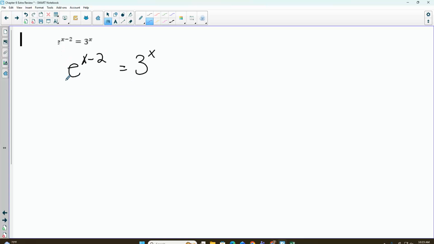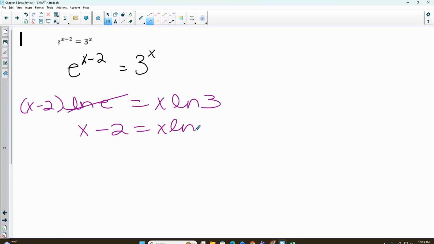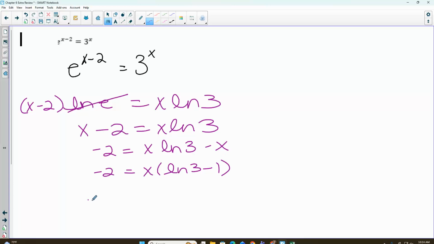If you have an e, what type of log do we usually do? So the x minus 2 comes down. All right, the natural log of e is just 1, so that can cancel. We need all the x's on the same side, so we have to subtract this over. Then they both have an x, so we can factor it out. So to finish, we divide, so we get negative 2 over the natural log of 3 minus 1. Which is negative 20.2814.